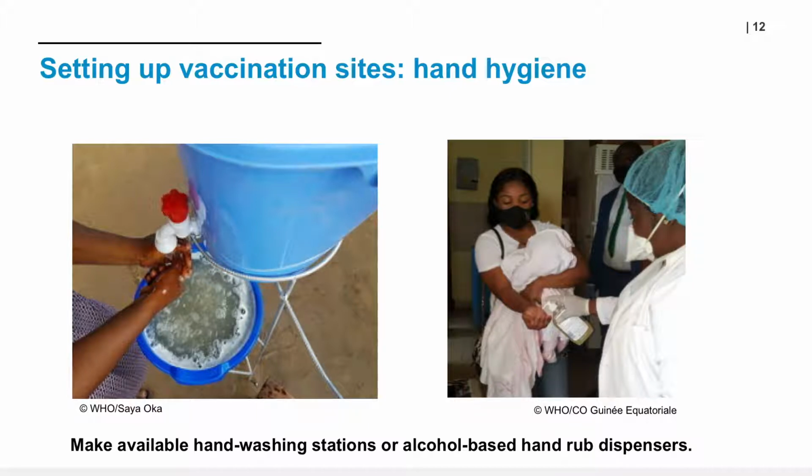Think about this when you are going to touch door handles, vaccination equipment, phones, patients, and the environment. Hand washing stations or alcohol-based hand rub should be readily available to ensure good hand hygiene for health workers and those coming for vaccination.